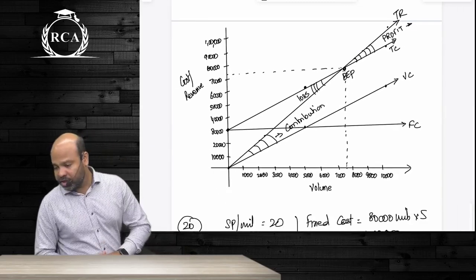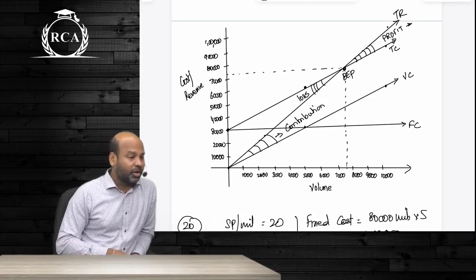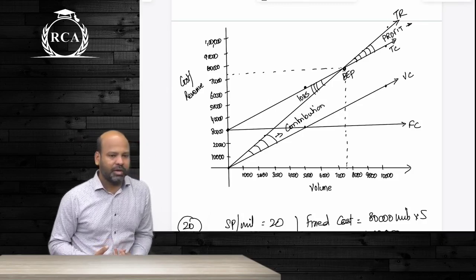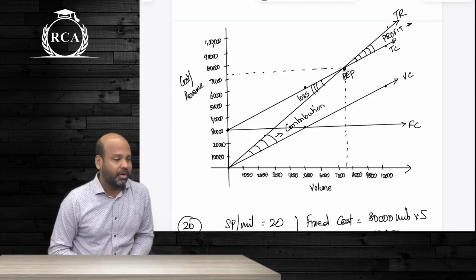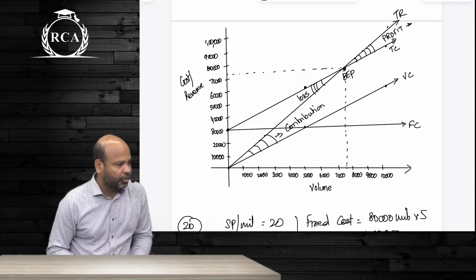in a break-even chart, you will plot your fixed cost, variable cost, you will plot total cost, total revenue. The point where the total revenue curve cuts your total cost curve will be the point of break even. That is the point at which your overall profit is 0.